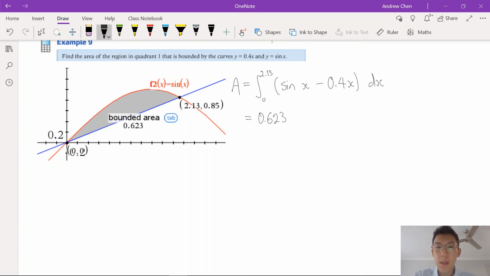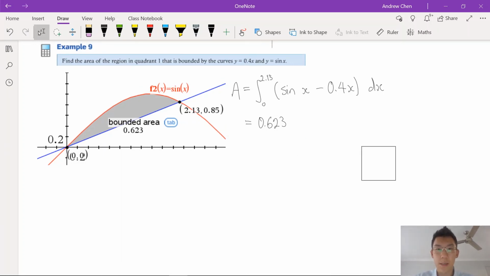All right, just always get in the habit of setting up the integral, even if you are using a calculator to help you get the answer.